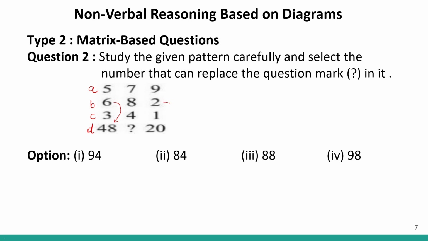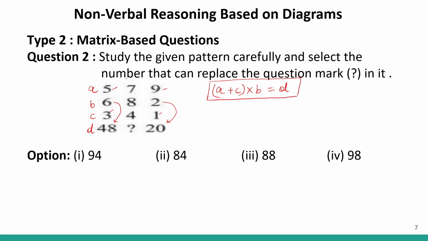Similarly, 2 into 10 will give me 20. Now, if I add 5 and 3, I will get 8. And if I add 9 and 1, I'll get 10. Correct? So, I can see that A plus C, multiplied by B, gives D. This is the logic that I have used in my logical grid.